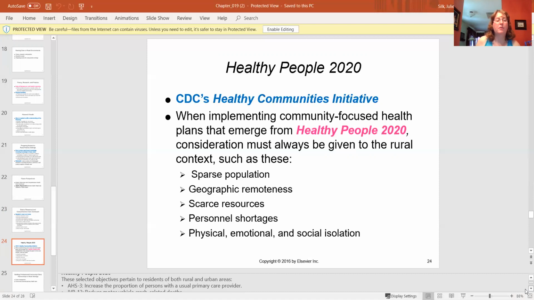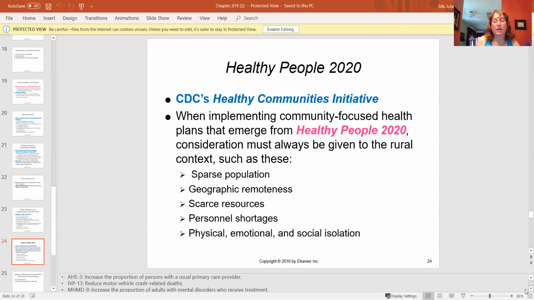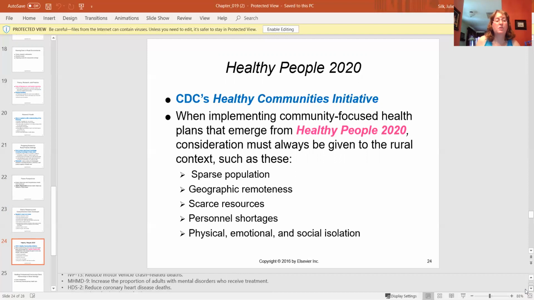Some of the objectives that they have in Healthy People 2020 about rural areas are to increase the proportion of persons with usual primary care providers, so give people more access to care. Reduce motor vehicle crash related deaths. Increase the proportion of adults with mental disorders who receive treatment. Reduce coronary heart disease deaths. Reduce fatal and non-fatal injuries. Those are some of the things they focus on.